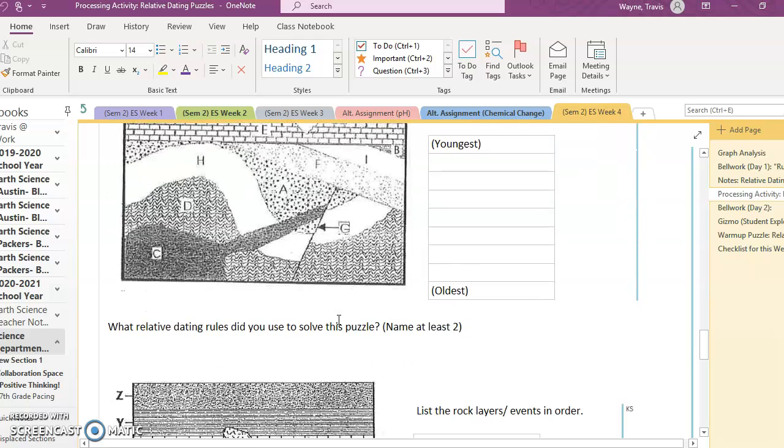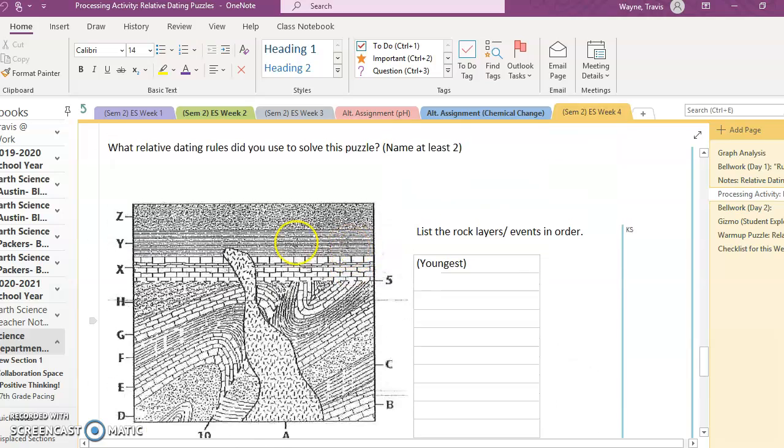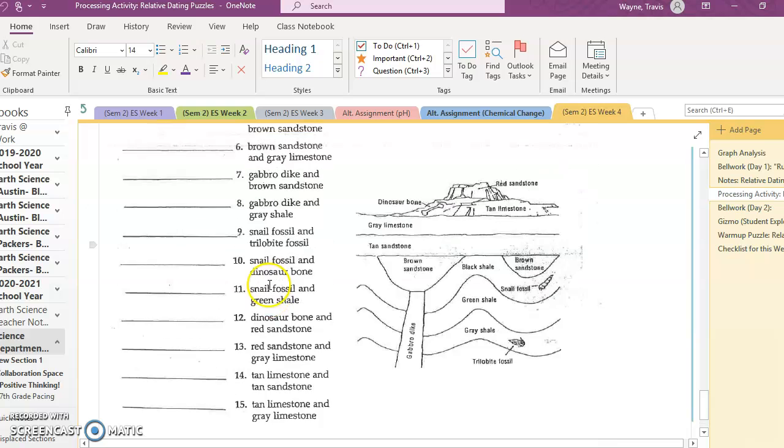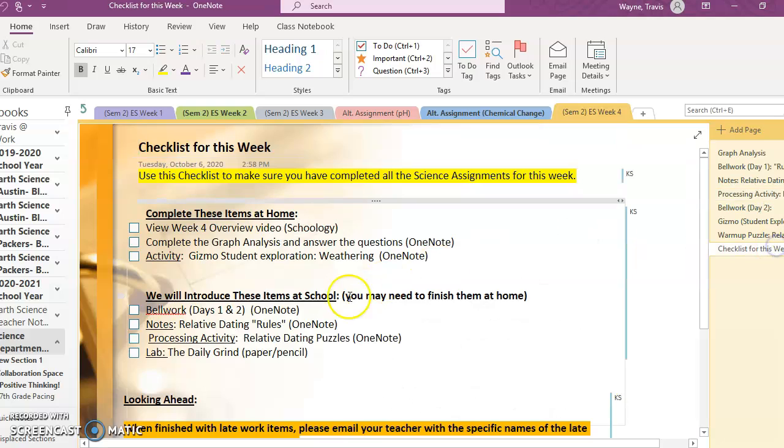So this is going to be another thing that we're going to be doing in class this week, going through these, talking about how do we look at these layers, how do you determine them, and some of the key features and key identification markers for those. And then lastly, we have the lab, the daily grind. If you have already done that in your particular science section, that means you might be finishing this activity up, or if you haven't done it, we'll be starting that activity in class this week as well.